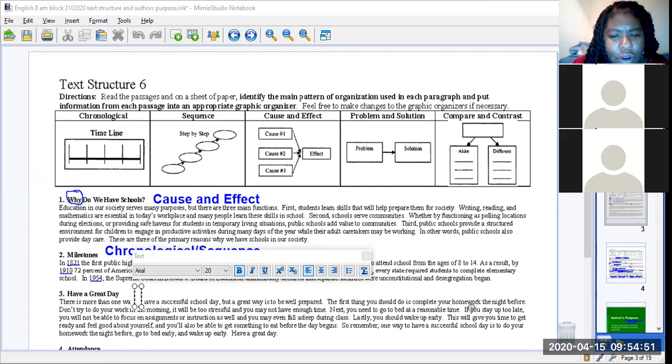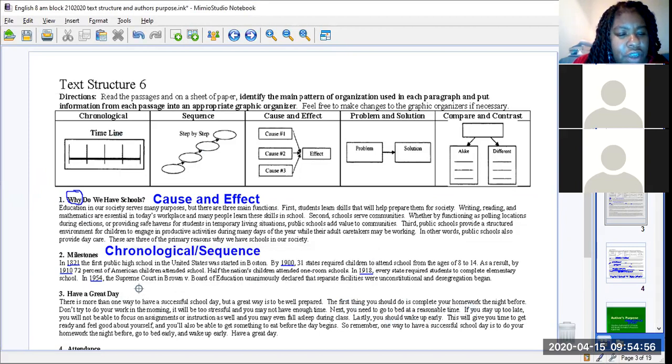Okay, so will it be before, cause and effect? Well, it wouldn't be cause and effect, because did something happen? When you're trying to figure out what text structure you're dealing with, you want to ask yourself certain questions. As far as cause and effect, when you're reading something, the first thing you ask yourself is, is something happening? And if your answer is no, then that's not the text structure. Okay, does that make sense?